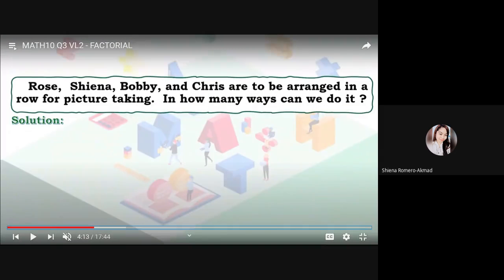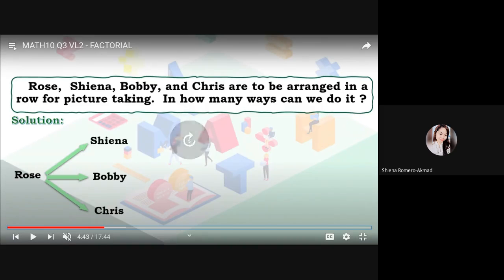So meaning we are going to count the number of arrangements we can make by placing or arranging 4 persons. Of course, if there are 4 persons to be arranged, ibig sabihin meron ka ring 4 na posisyon. So sa unang posisyon, meron tayong 4 na choices, pwede tayong mamili dyan. Like for example, I want to choose Rose para sa unang posisyon. Then the second position, syempre natitira na lang si Sheena, si Bobby, or si Chris. Pipili ako dyan sa kanila.